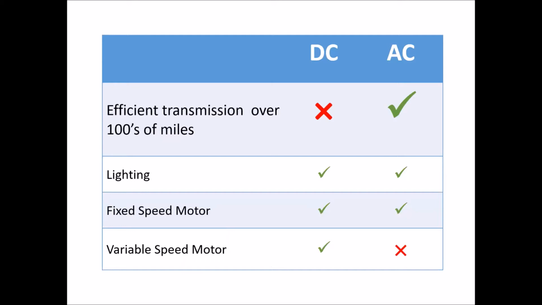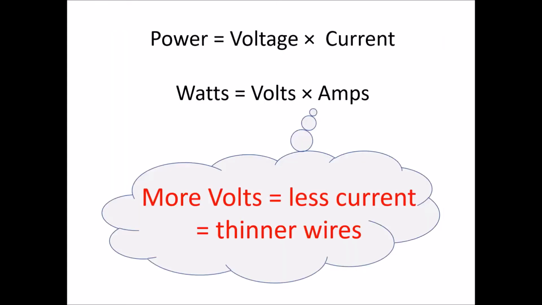It was not efficient. And the reason for that is that with AC, we can use transformers to change the voltage from what's generated to a much higher level to transmit it. Now, you may say, well, why is that? Well, what advantage is that? Well, you have to look at what power is, and power is voltage times current, or watts is volts times amps. So imagine we've got a fixed amount of power that we want to transmit.